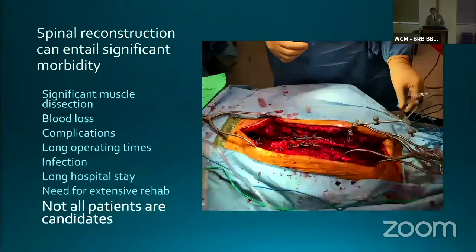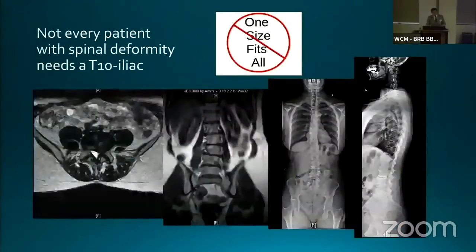And like I said, big open operations can be necessary. They can entail significant muscle dissection, blood loss, complications we discussed, long operating times, higher risk of infection, long hospital stays. I know everybody talks about how their patients go home in one day. I'll be honest, mine don't go home very quickly. And they often need extensive rehab. And not all patients can be candidates for operations that may make them feel better. So again, not every patient needs a T10 to iliac, in my opinion.